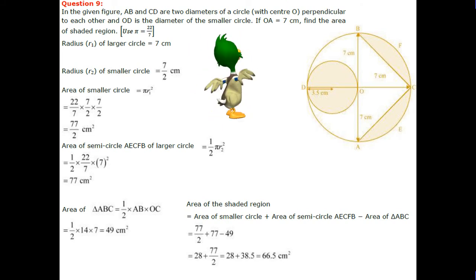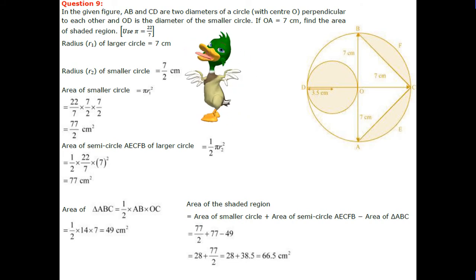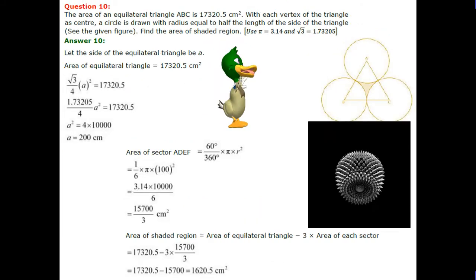Area of smaller circle is pi R square, 77 upon 2. Area of semicircle AECFB of the larger circle is 1 by 2 pi R square, that is 77 centimeter square. Area of triangle ABC is 1 by 2 into AB into OC, equal to 49 centimeter square. Area of shaded region is area of smaller circle plus area of semicircle AECFB minus area of triangle ABC, 77 upon 2 plus 77 minus 49, that is 66.5.